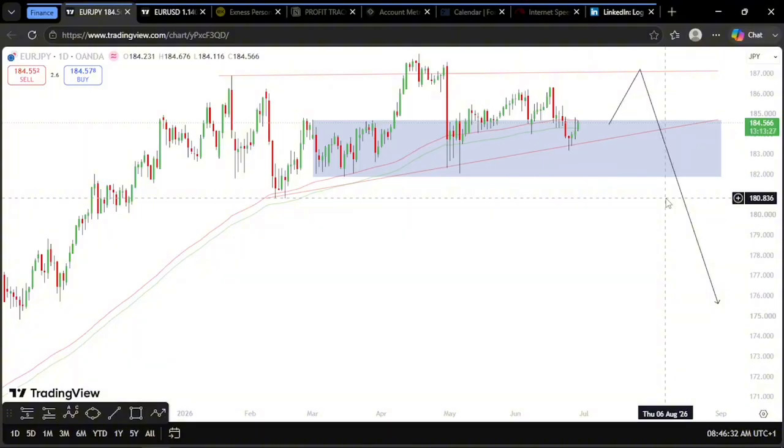This is quite a long video, but this is what I'm looking for on the chart. This is my weekly analysis on the chart for this week. I'll update you guys next week on how price played out.